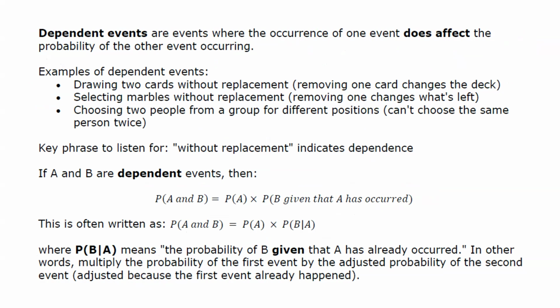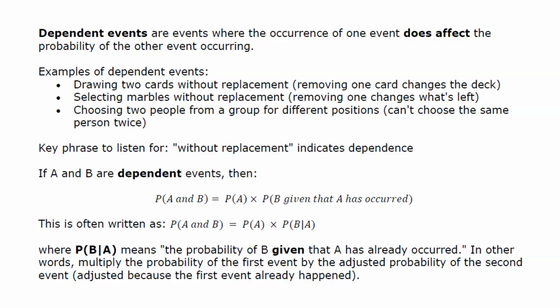So we just finished working with independent events. Dependent events are events where the occurrence of one event does affect the probability of the other event occurring. Examples of dependent events are drawing 2 cards without replacement. So that means removing 1 card and not putting it back into the deck. So now that changes the deck in the second attempt.